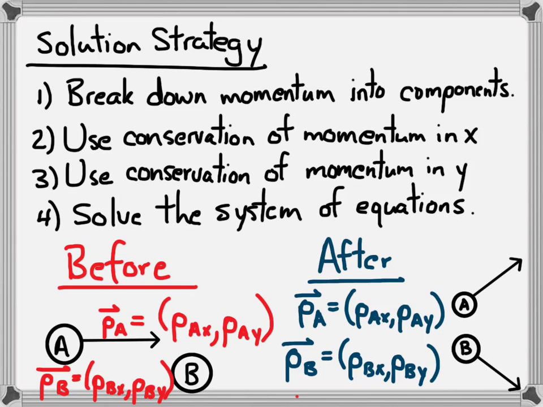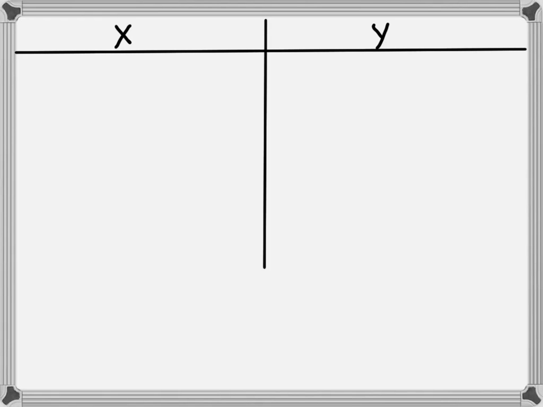All right, so let's get started with step number 1 here. What I like to do is keep x and y separate. I like to divide my paper into two parts, left and right. That just reminds me that I need to keep x and y separate. So let's talk about the x direction before the collision.